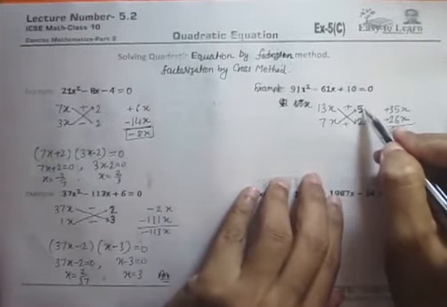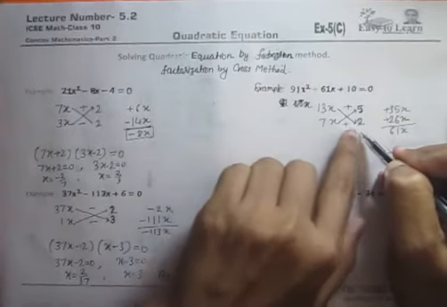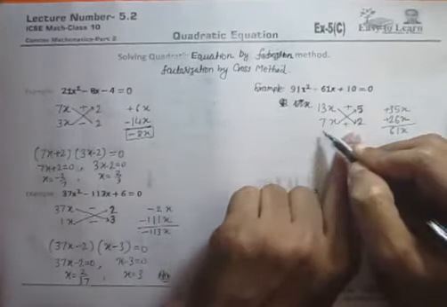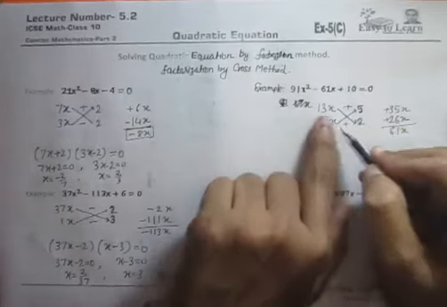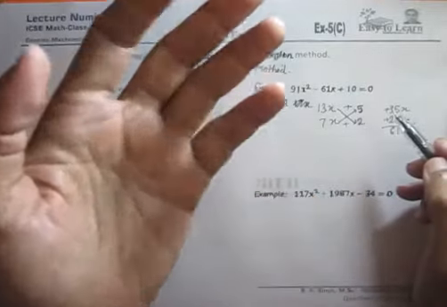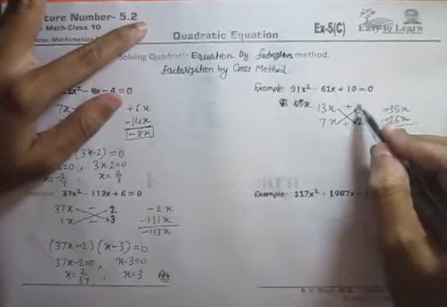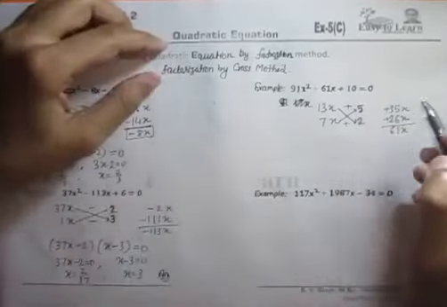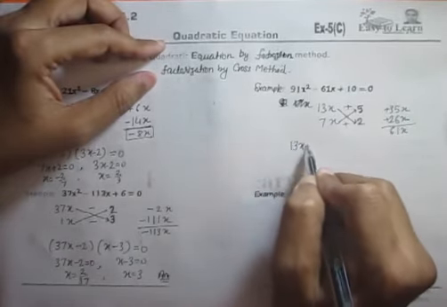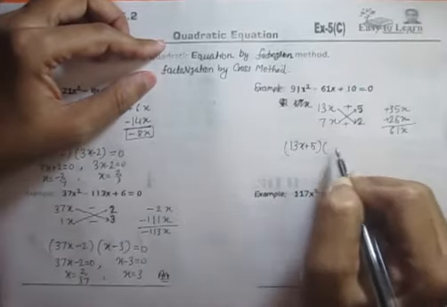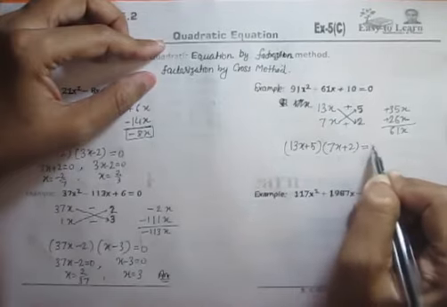If I write 2 up and 5 down, then 13 into 5 will be 65 and 7 into 2 will be 14. So with 65 and 14, neither their sum nor their difference is equal to 61. So that order is not possible. So what should be the order here? You have to arrange. So one factor will be 13x plus 5 and the other factor will be 7x plus 2, equal to 0.